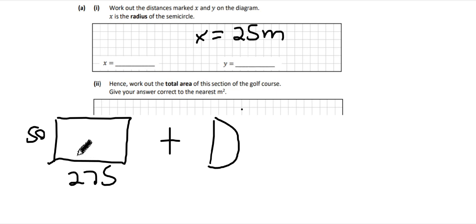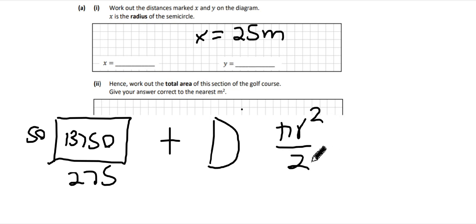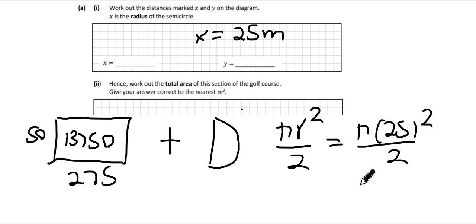Anybody got a calculator handy now? So what was it? 13,750. Now the next one, guys, is half a circle. And the area of the circle is pi r squared. But then you're going to have to divide that answer by 2. Agreed? So it's going to be pi times 25 squared divided by 2. Could you give me that answer in decimals, please? Or to the nearest meter, even?